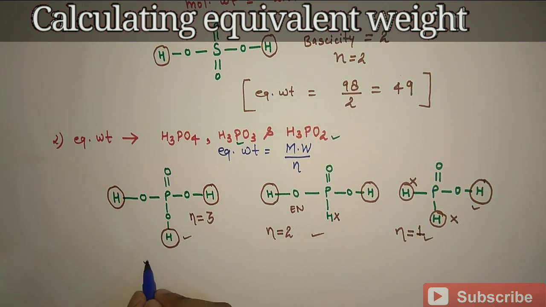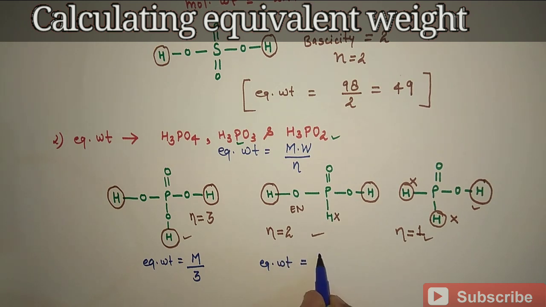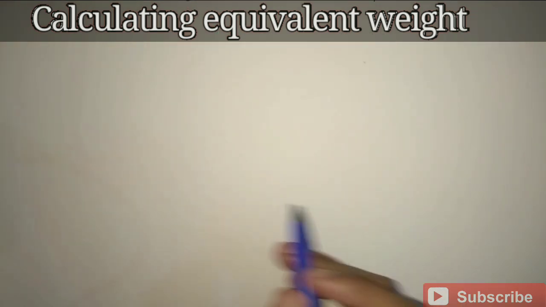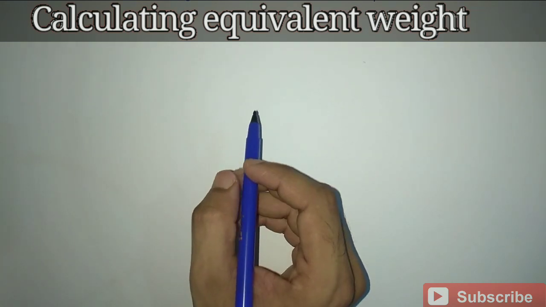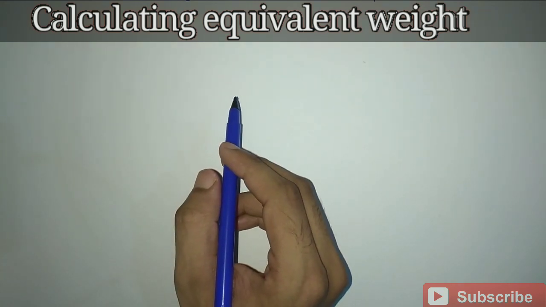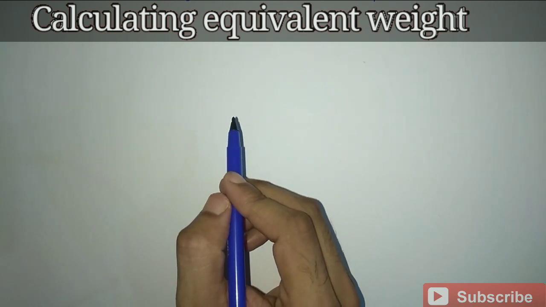So the equivalent weight for H3PO4 will become molecular weight divided by the equivalence factor, that is 3. In the case of H3PO3, the equivalent weight will become molecular weight divided by the basicity, that is 2. And in the case of H3PO2, the equivalent weight will be equal to molecular weight divided by the equivalence factor or basicity. Now the value of the equivalence factor, that is n, may change depending upon the type of chemical reaction which is being studied.